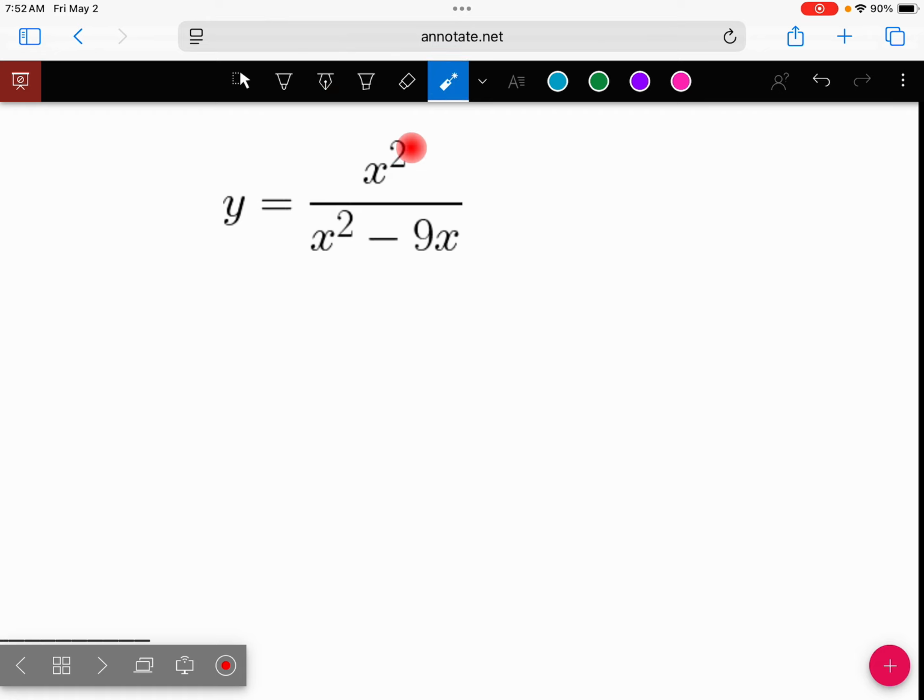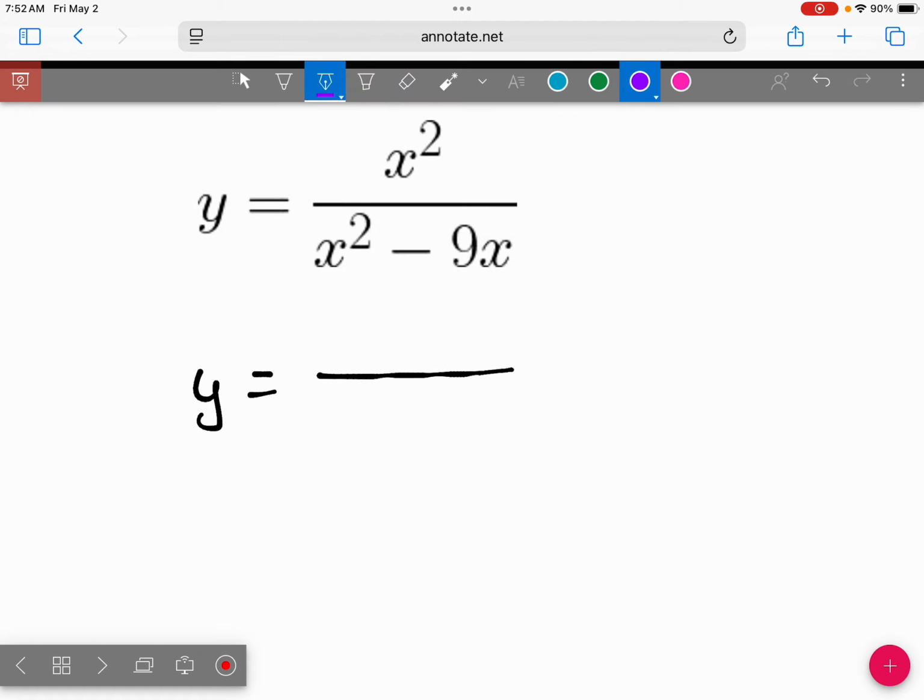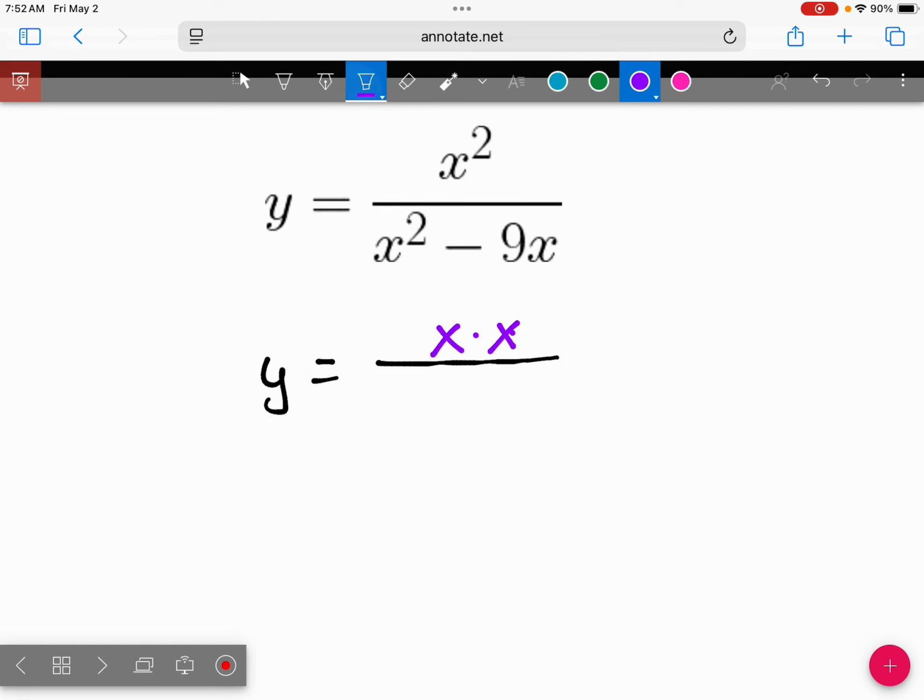Can I factor a numerator at all? I have no idea. Not really. x squared is just kind of x squared. It kind of is. If you really feel froggy, you can write it as x times x. If it helps, great. If not, you don't have to. You can write it as x squared. What about our denominator? What can we do here?